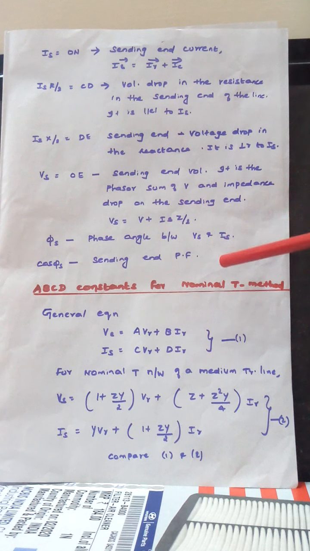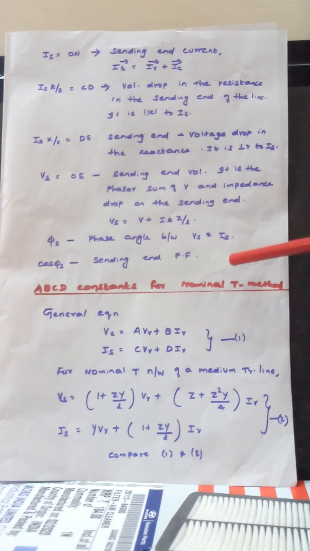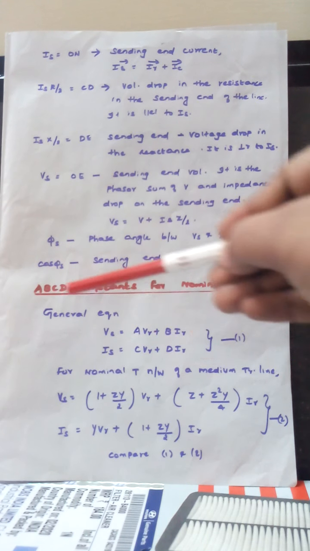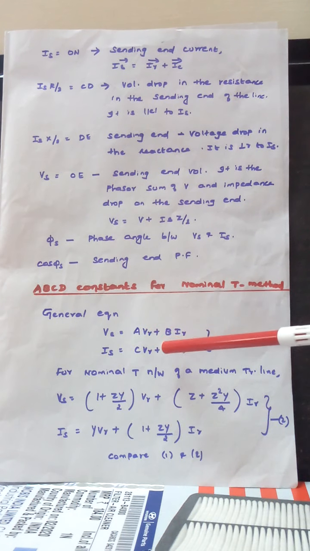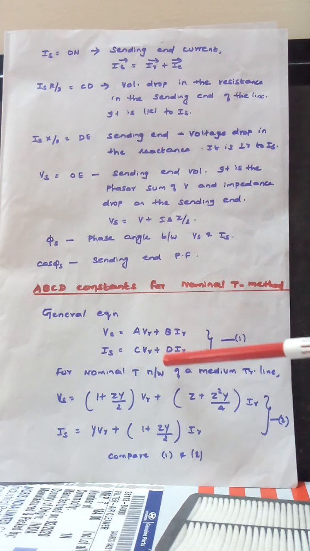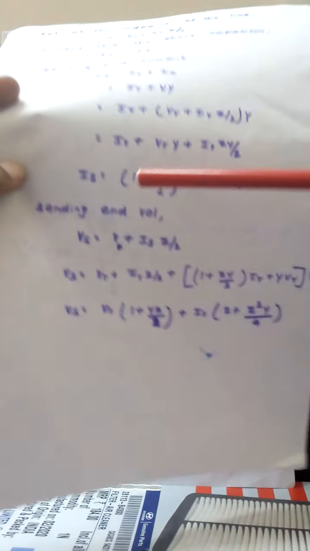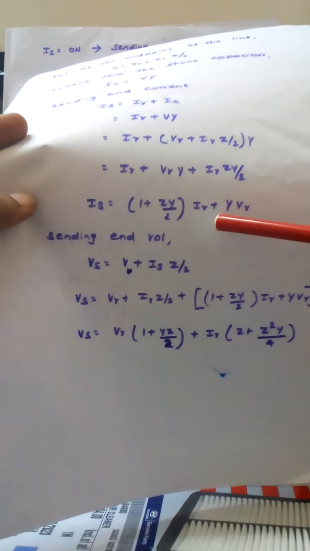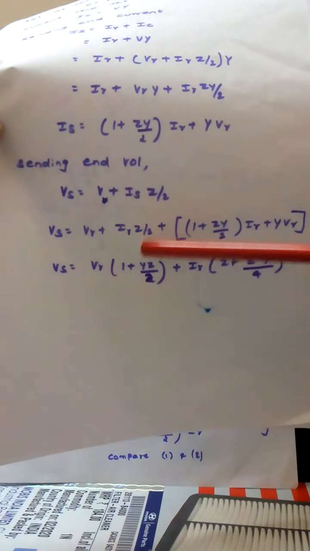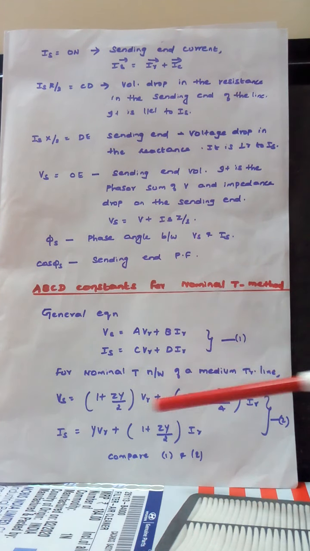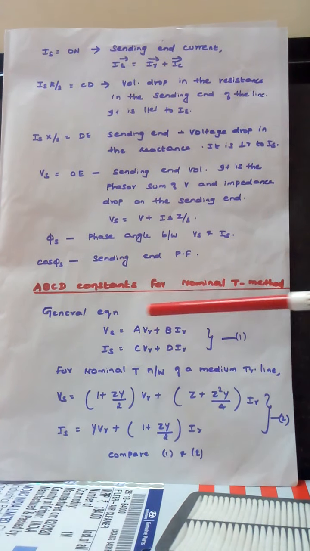Here I have written everything, and phi s is nothing but the phase angle between Vs and Is, and cos phi s is nothing but your sending end power factor. Next, we have to find out the ABCD constants for the nominal T method. Already we know the general equations, that is Vs equal to A into Vr plus B into IR, and Is equal to C into Vr plus D into IR. Already we have found what is your Vs and what is your Is, correct? For Is, we got it as 1 plus ZY by 2 into IR plus Y into VR, and Vs we got this one, correct? So we can write these two equations and compare them with the general equations of the ABCD constants, and we will get A, B, C and D.